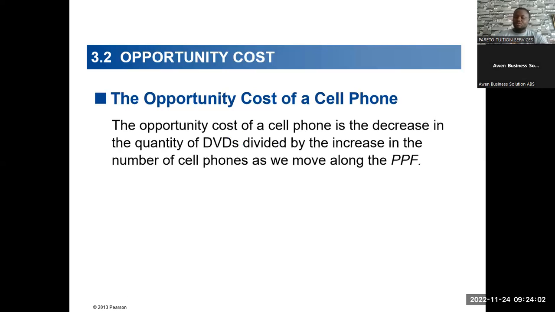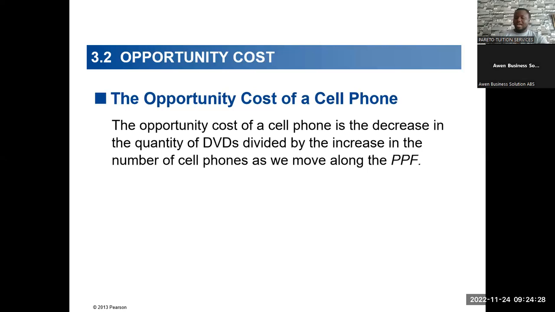Now, if we want to, do you have a question? No. Okay. So now we want to calculate the opportunity cost of a cell phone. So what does this mean? If we want to increase the production of cell phones, what is going to be the opportunity cost? This is how we calculate the opportunity cost.